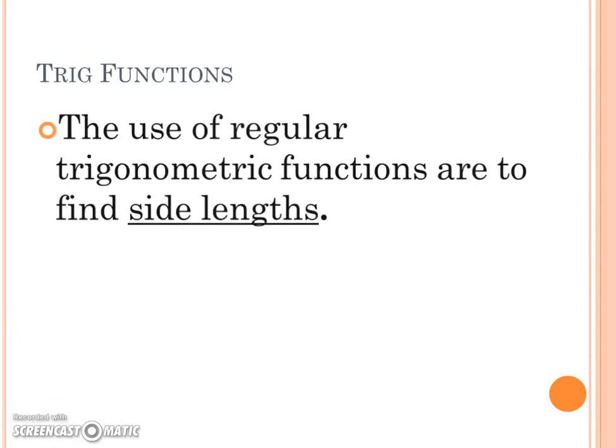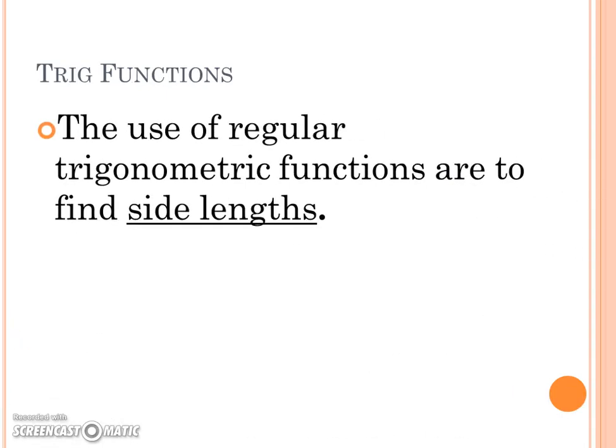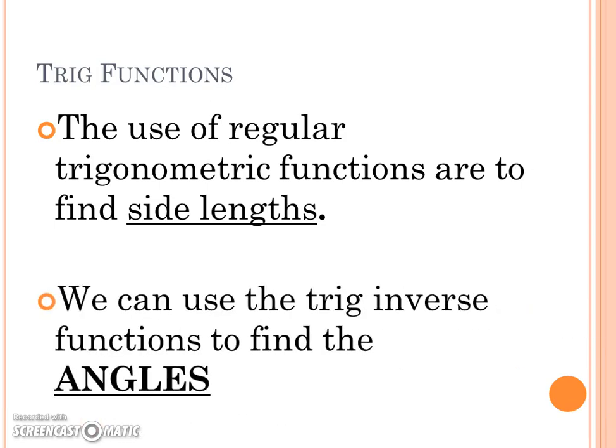Trig functions going backwards. To find an angle, we have to use trigonometric inverse. So to find side length, you use regular trig functions. And to find angles, you use trig inverse. Inverse is to the -1 power.